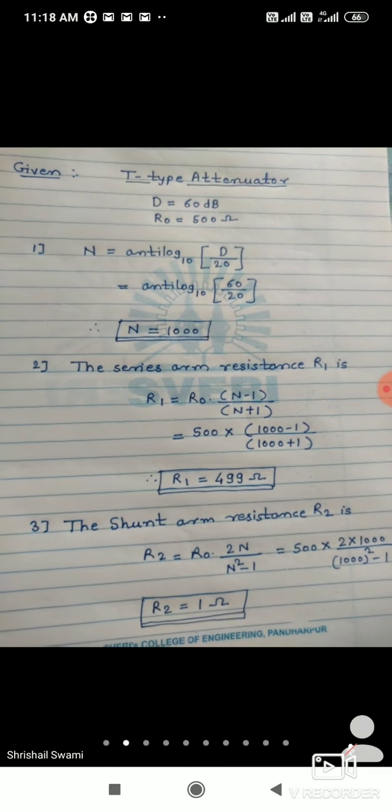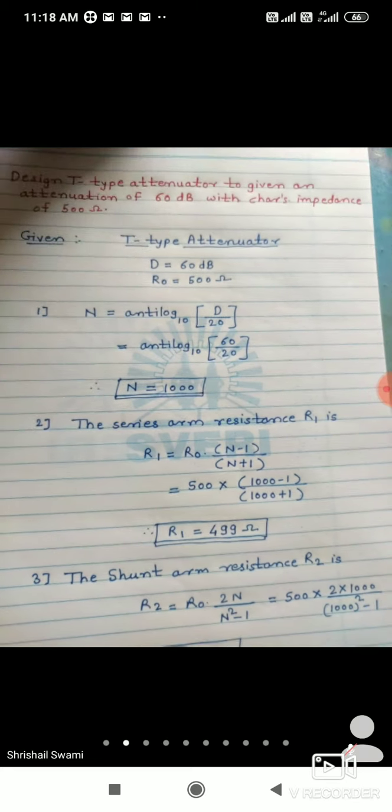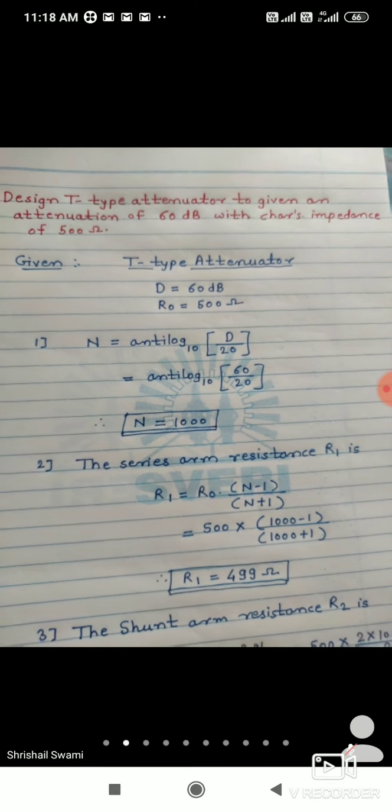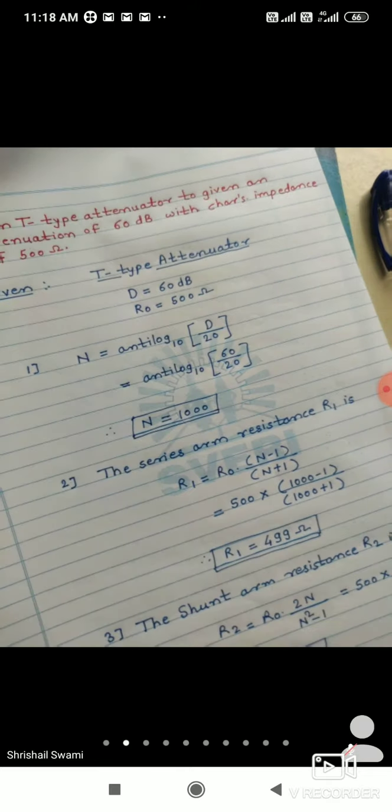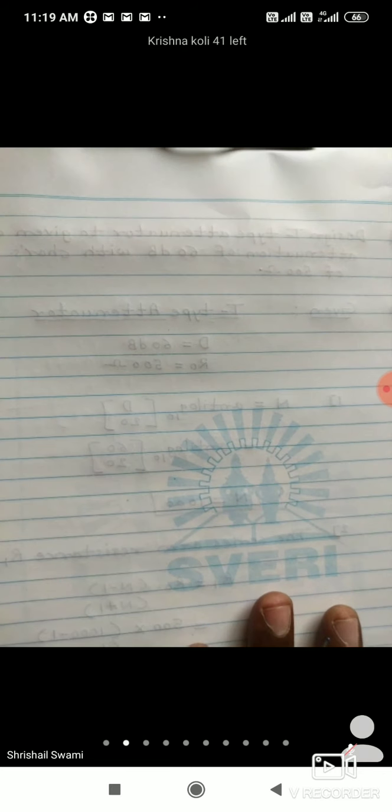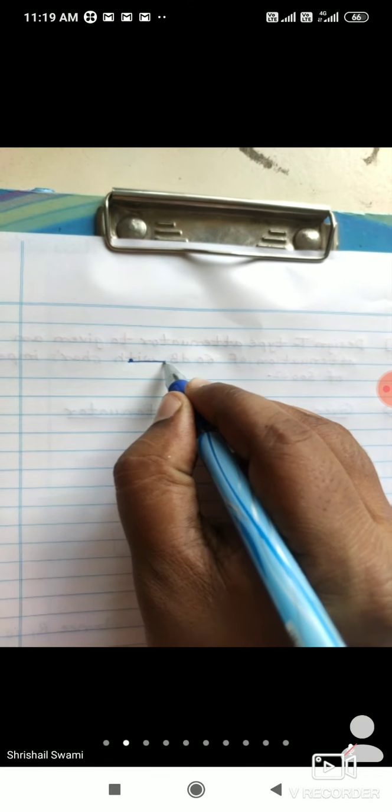So what is the next step? Anyone? What will the next step be? Because they are asking design, similar to filter. So what is the next step? What is remaining now? In filter, if you have calculated value of L and C, what you are doing next step? In the filter, we are drawing the T section and pi section, and we are putting the values. So here you have to draw now T type attenuator. So T type attenuator you have to draw.